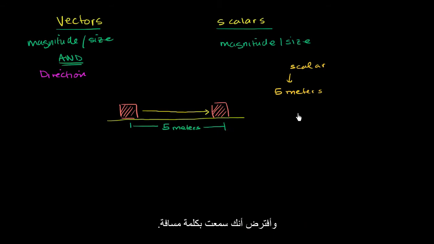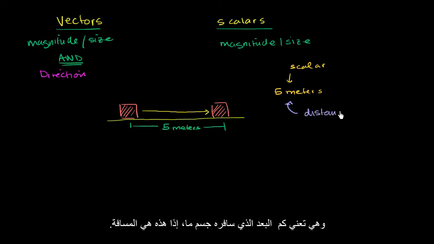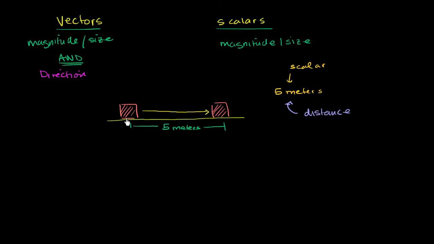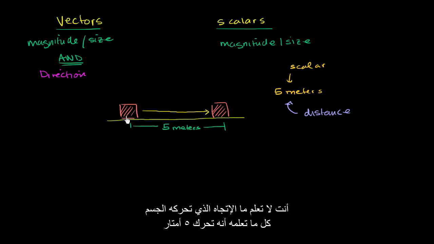And I'm assuming you've heard the word distance. How far of a distance has something traveled? So this is distance. So we could say that this brick, because of my picking it up and moving it, has moved a distance of 5 meters. But if I didn't show you this picture here, and someone just told you that it moved a distance of 5 meters, you wouldn't know if it moved to the right 5 meters. You wouldn't know if it moved to the left, up or down, or in or out. You just know it moved 5 meters.